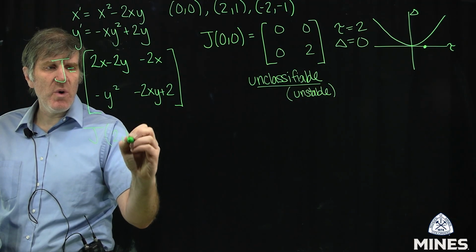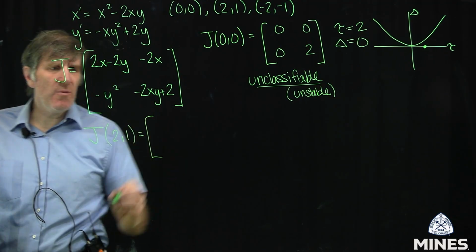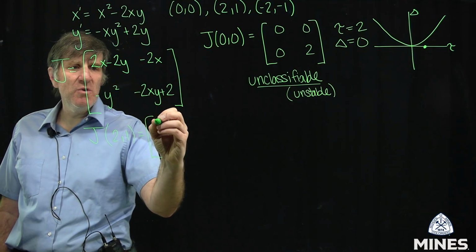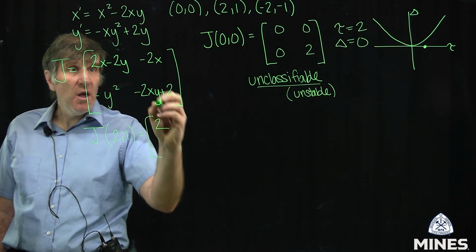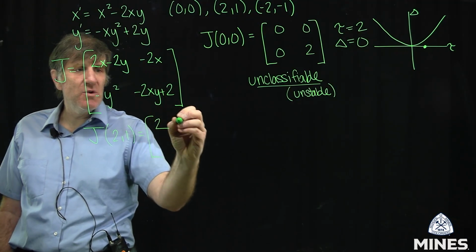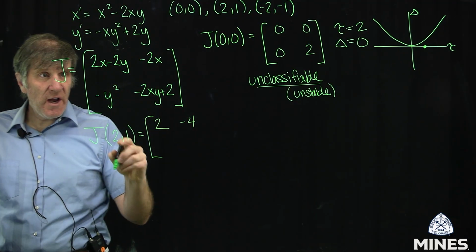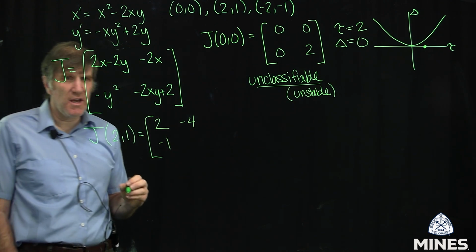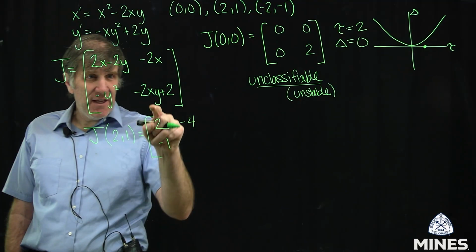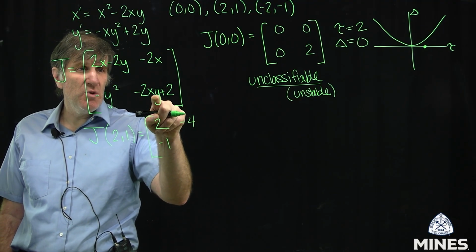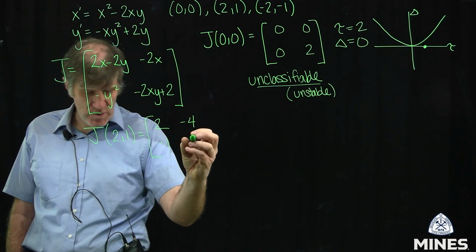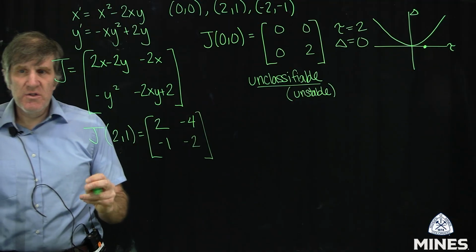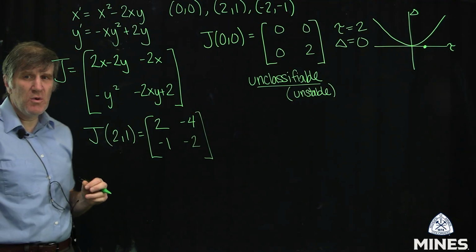Let's look at 2, 1. So the Jacobian at 2, 1, I'm putting in 2 for x and 1 for y. So 2 times 2 is 4, minus 2 gives me a 2. 2 times negative 2 is negative 4. I have 1 for y, so this is 1 squared is 1, negative of that is negative 1. And then let's see, I have a negative 2 times 1, which is negative 2, plus 2. This is going to be a negative 2 here. So this is the Jacobian at the 2, 1 equilibrium solution.